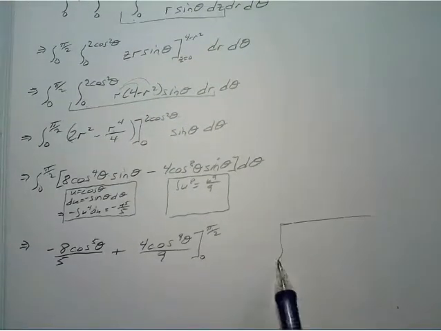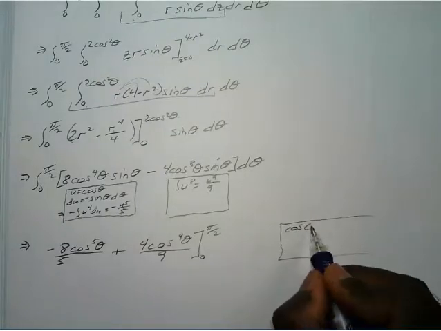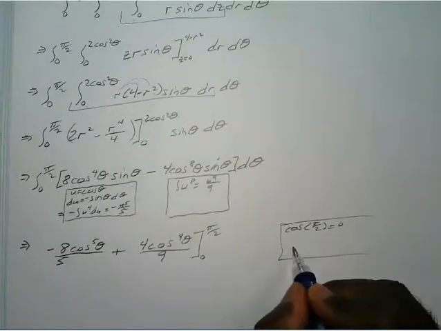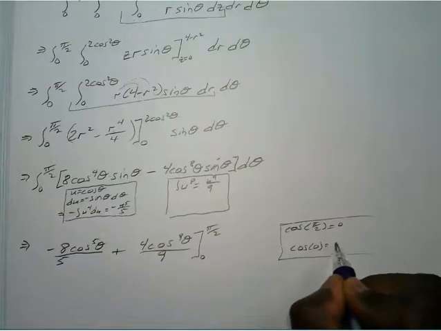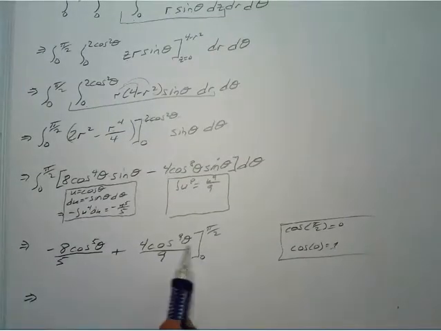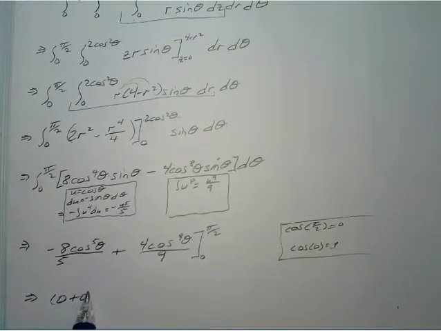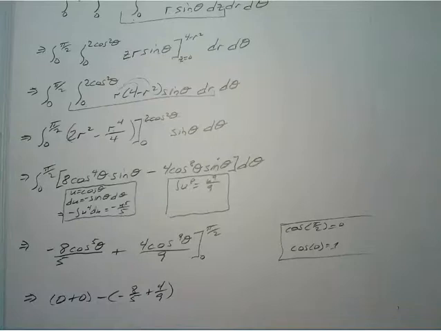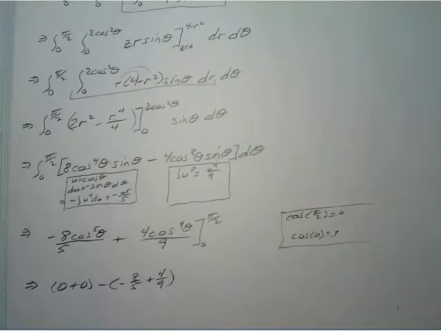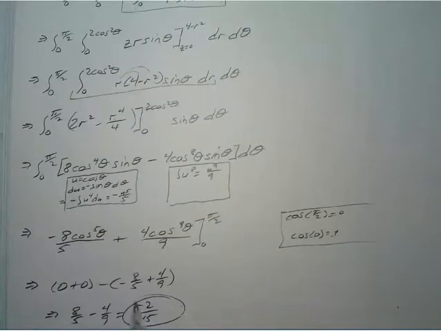Okay, so we know that if we plug in pi over 2, cosine of pi over 2 is 0, and cosine of 0 is equal to 1. So when we plug in our pi over 2's, we just end up with 0 plus 0. We plug in our zeros, we end up with negative 8 over 5 plus 4 over 9. Okay, so if we distribute that negative, we have 8 over 5 minus 4 over 9. We go ahead and get our common denominators and add them together. We end up with 52 over 45.